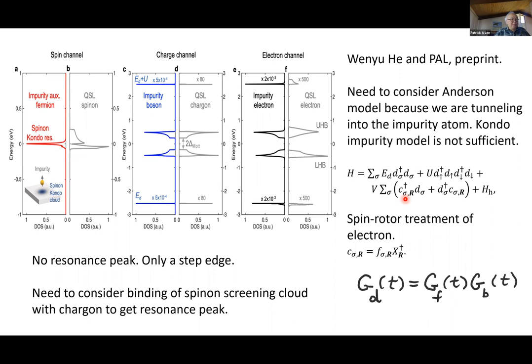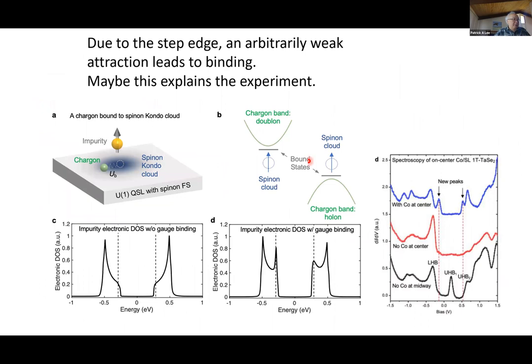To make a long story short, it turns out that indeed you can explain the experiment. The spinons form a screening cloud that screens out the spin of the impurity electron. But that's not enough within the theory. The theory only gives you a step at the bottom of the conduction band. To get a peak structure like this, we have to assume there's a binding between the spinon cloud and the chargon, so we restore an electron. In other words, the screening cloud has to become an electron cloud again in order to see this peak. Anyway, that's the story.